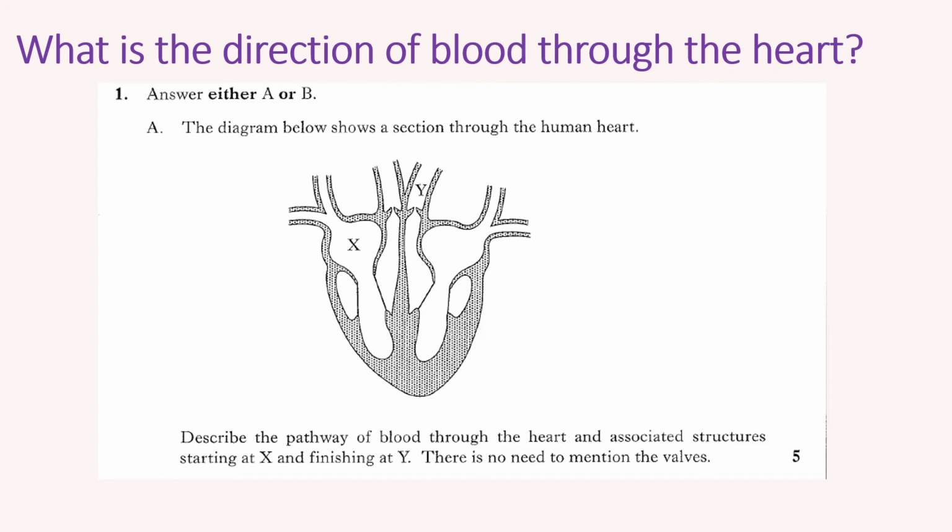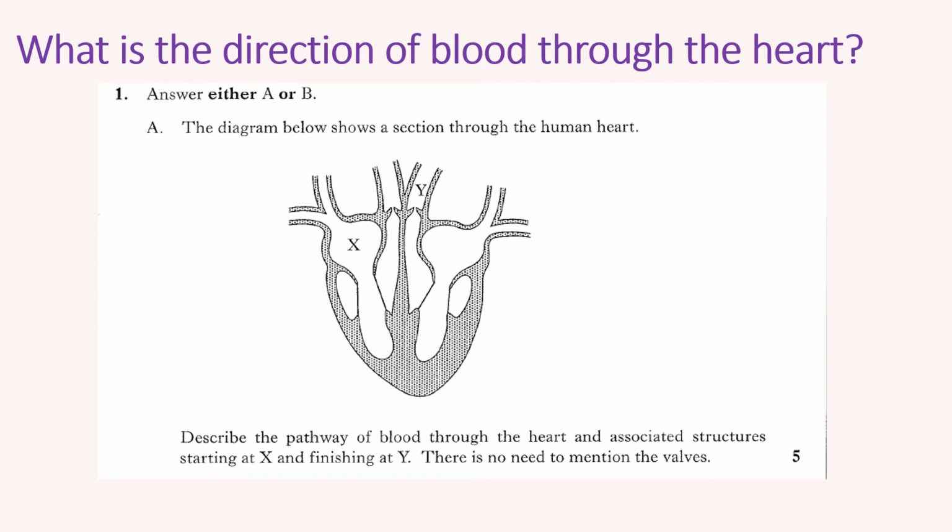Describe the pathway of blood through the heart and associated structures starting at X and finishing at Y. There is no need to mention the valves and it is worth 5 marks. So pause it, try to get the answers. So the answer would be, first of all, you need to figure out what X is. So X is the right atrium.